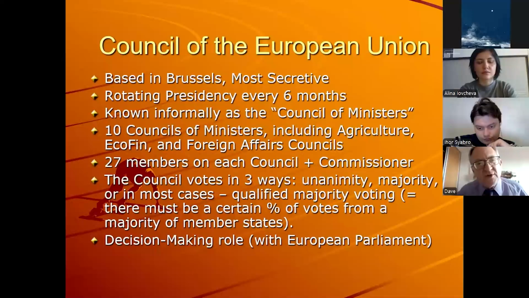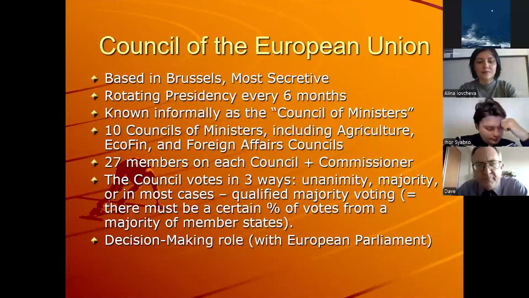Does anybody know which country has the presidency of the Council of the European Union right now? You can unmute. Yeah, Poland. Yeah, you can Google that one. Poland is the current president, Polsko, yeah, of the Council of the European Union. Now, it is known informally as the Council of Ministers. That's the old name. So if you hear, oh, the Council of Ministers, the formal name is the Council of the European Union. Now, there are actually 10 councils in the Council of the European Union.